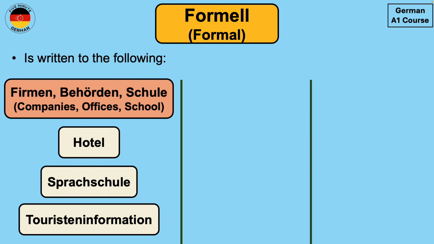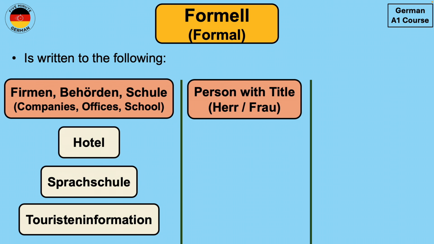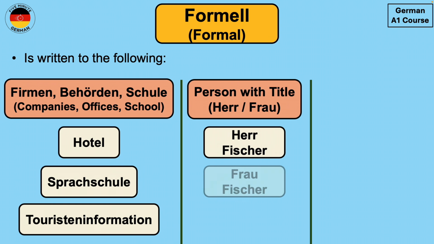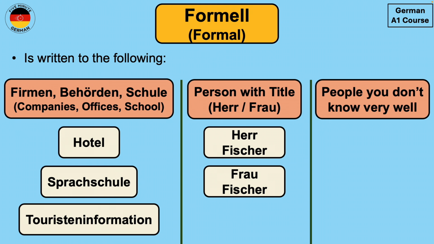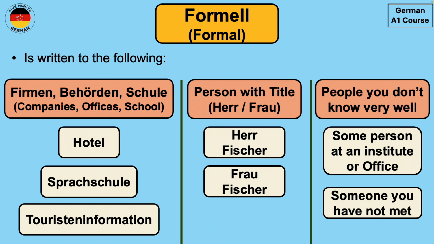So if you have to write to a public office or an institute, then you will write a formal letter or an email. It is also written to persons which have a title, for example, Herr or Frau, which means Mr. or Mrs. So if a person has the name Herr Fischer or Frau Fischer, then you will write a formal letter or an email to them. And you also write formal letters or emails to people you don't know very well. For example, if you are writing to some specific person at an institute or someone you have not met. So in these cases, you will use the formal way.